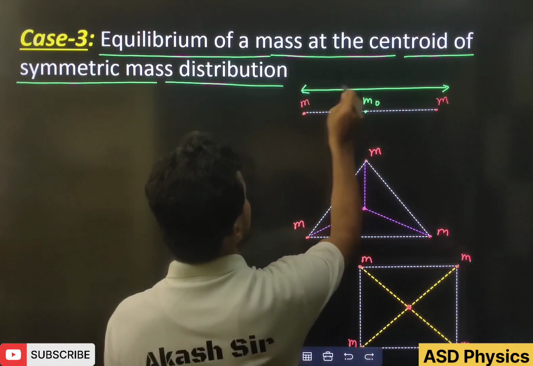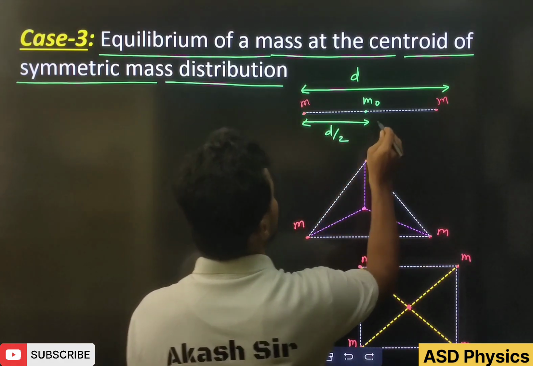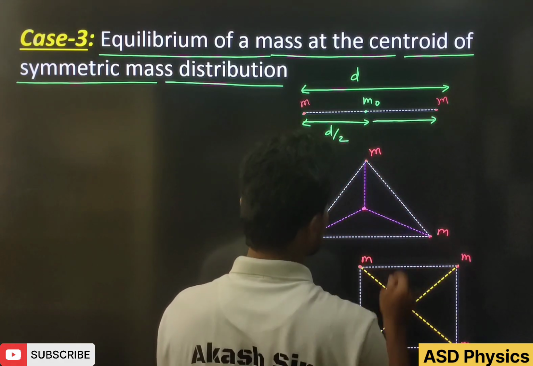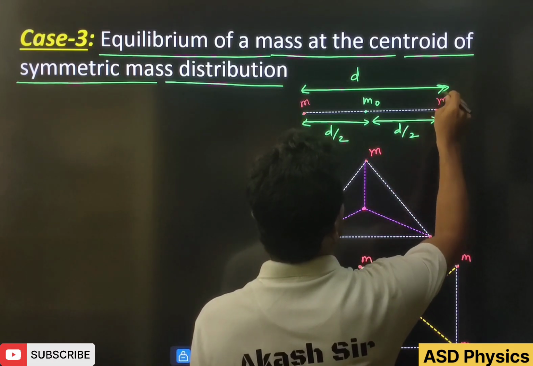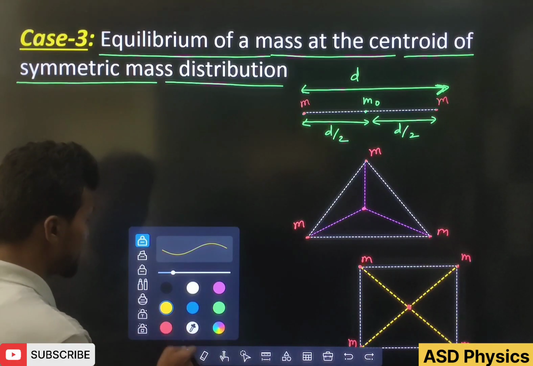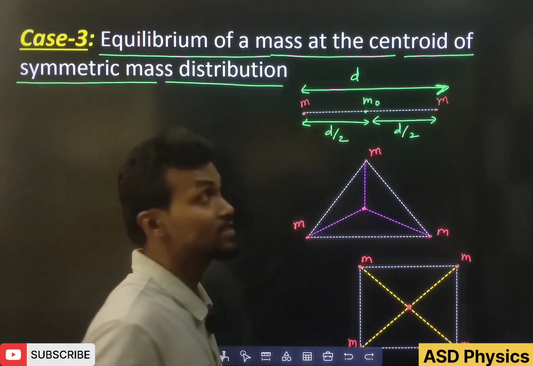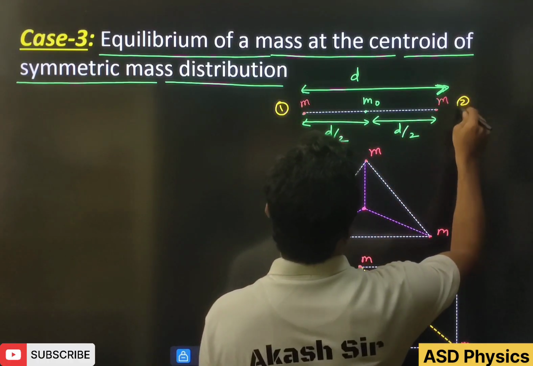Let's take this distance is d. Kindly see here, this will be d by 2, and this will also be d by 2 here, up to this, up to this. Now in this situation, what will happen there? Kindly see, this m0 will experience how many forces? Two forces, due to, let's take this is 1 and this is 2.